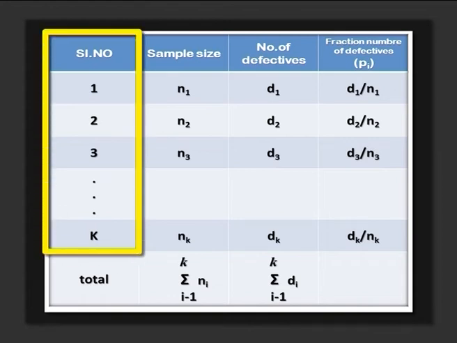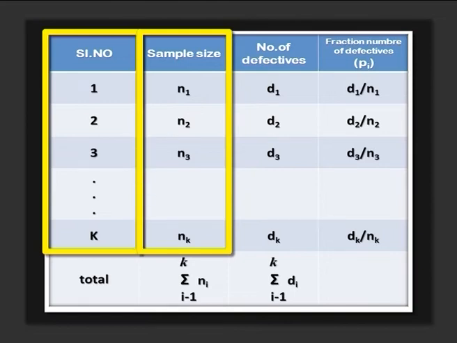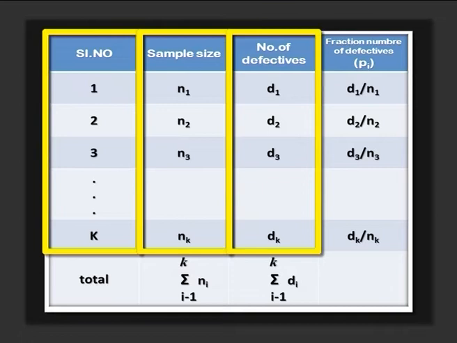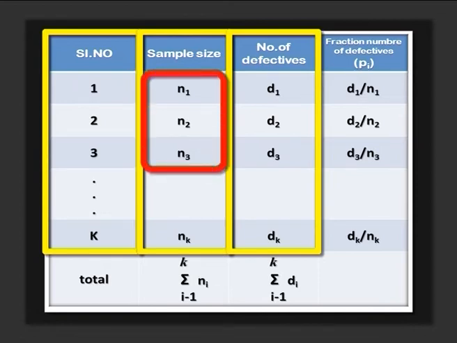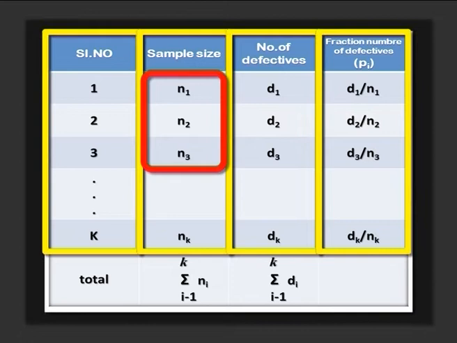First column explains the subgroup numbers, second column explains sample size, third column explains the number of defectives. The difference between P chart and NP chart is that in this case the sample sizes are changing from subgroup to subgroup. We have the first subgroup has N1 samples, the second subgroup has N2 samples, the third subgroup has N3 samples, etc. In each subgroup count the number of defectives. Calculate one more column, the last column di by ni, which explains the fraction of non-conforming units in each subgroup.